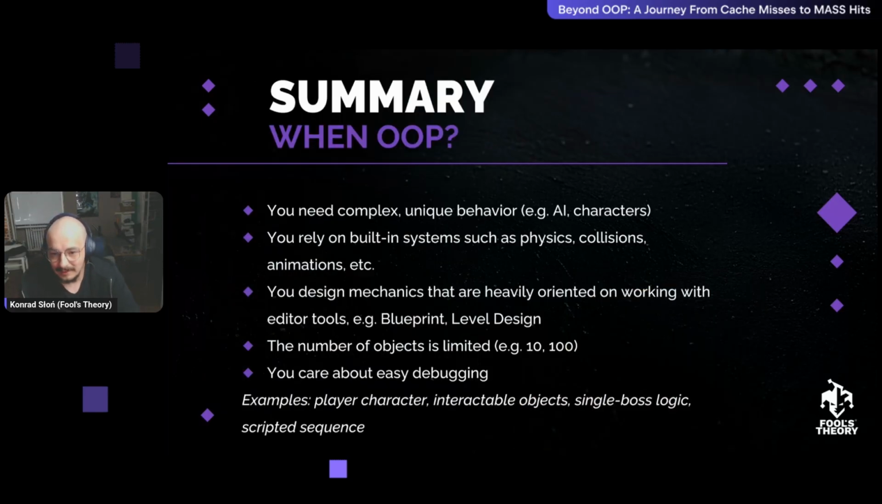So, summary, last thing. It's not that object-oriented programming is not usable. It is usable, but you need to decide where to use it. If you need complex unique behavior and you rely on built-in systems such as physics, collision, animations, you design mechanics that are heavily oriented on working with editor tools, blueprint, level design, the number of objects is limited, and you care about debugging, object-oriented programming is super cool for that. If the uniqueness of an object is important for you, object-oriented programming is super cool.